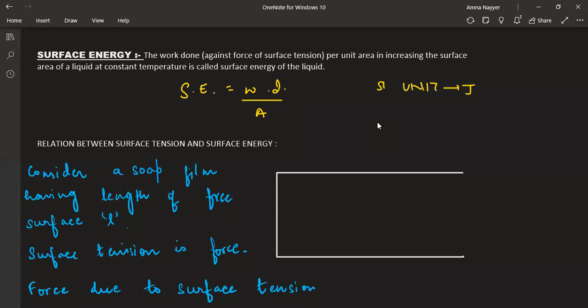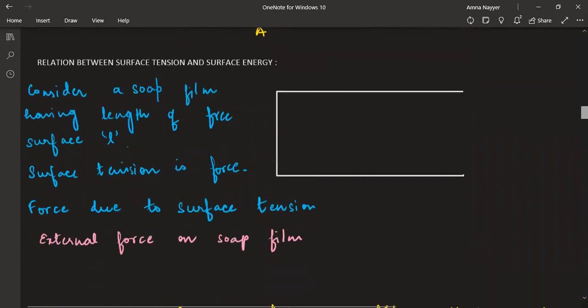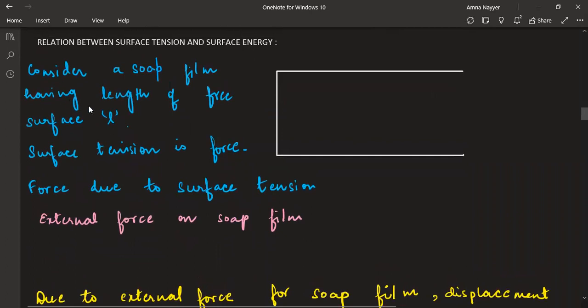Now see, there's a small derivation. This derivation can come in your examination. Now here, what will happen? It says to consider a soap film having length of the free surface as L. So let's say these are rectangular tubes, and if you dip them, you will notice a soap film up to this point. Let's say the length is L. The force acting is surface tension.